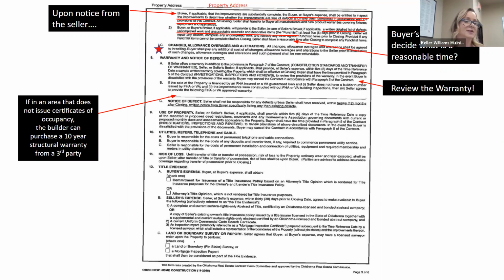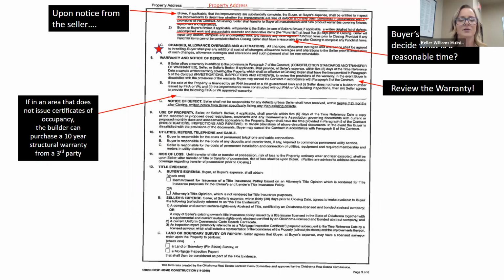If you're in an area that does not issue certificates of occupancy because you're outside of the municipality, the builder can purchase a 10-year structural warranty from a third party. So they don't necessarily carry one themselves. It's kind of like getting a home warranty from someone else. And you're going to write in the provider, the details on that line. So you may need to contact the builder before you're writing this offer and say, do you offer a structural warranty? And if you don't, do you have a third party that you buy one from? And then you'll need that information in order to put there.